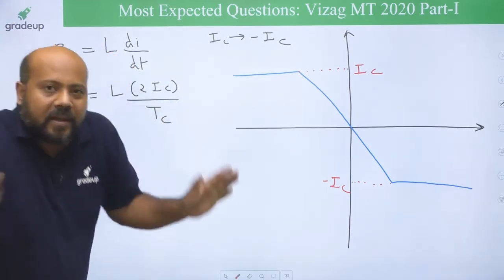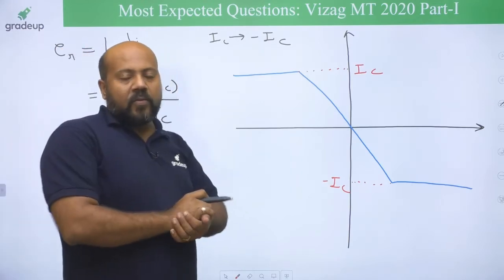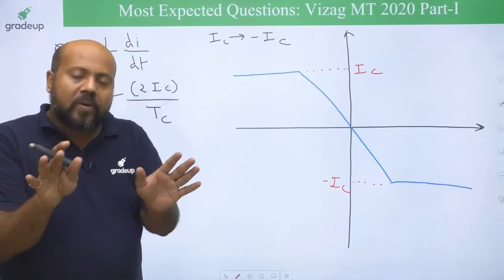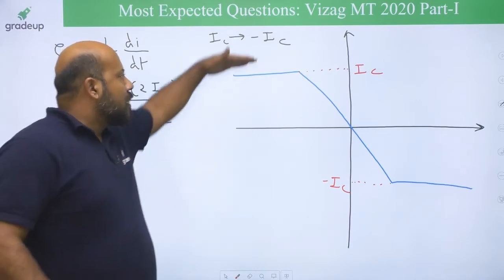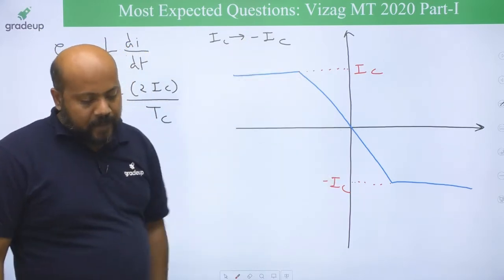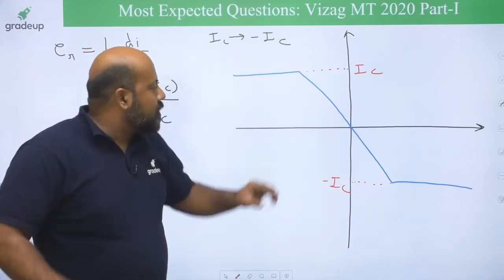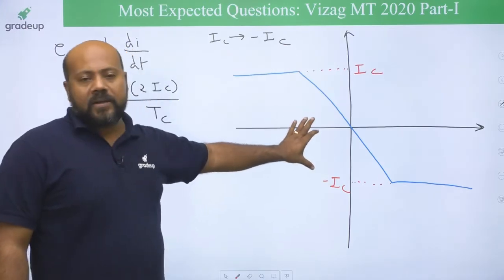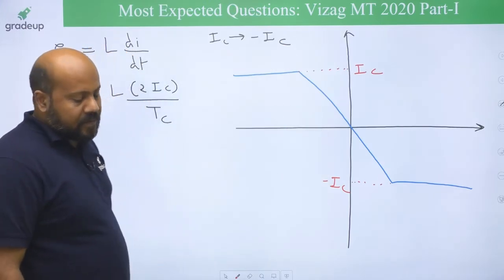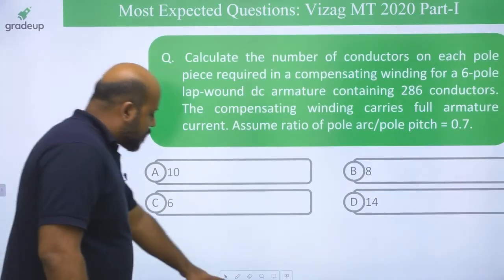See, if you don't know anything about the machine, I cannot teach you everything in just one question. You must have a background. You must know what is commutation. You must know how the current is going from plus IC to minus IC. Everything cannot be completed. So you are going from plus IC to minus IC. What is the change? 2 IC. What is the problem with that? Are you getting this?